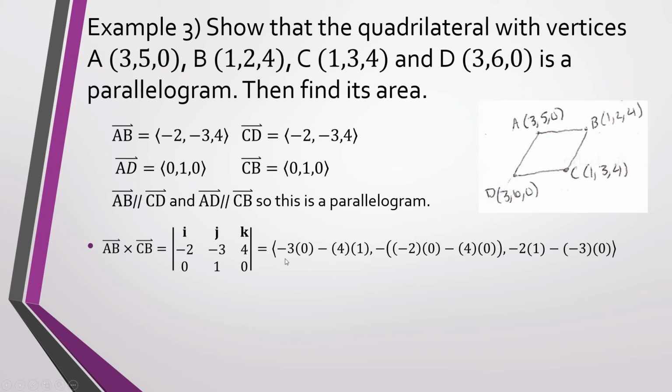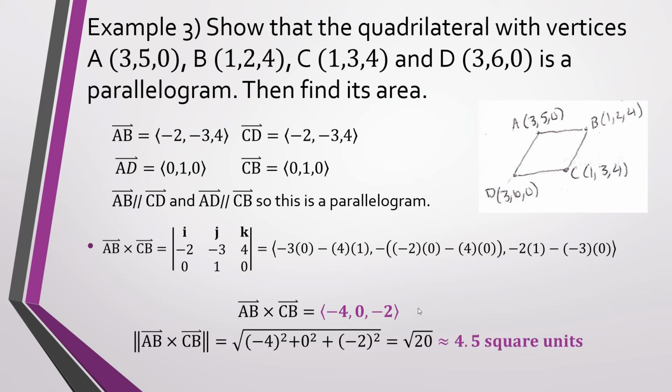And then for our z component, ignore the z column. Our first diagonal becomes -2 times 1 minus our second diagonal, -3 times 0. If you simplify those, we get a cross product of -4, 0, -2. And now we just need to find the magnitude of this cross product to determine the area of our parallelogram.